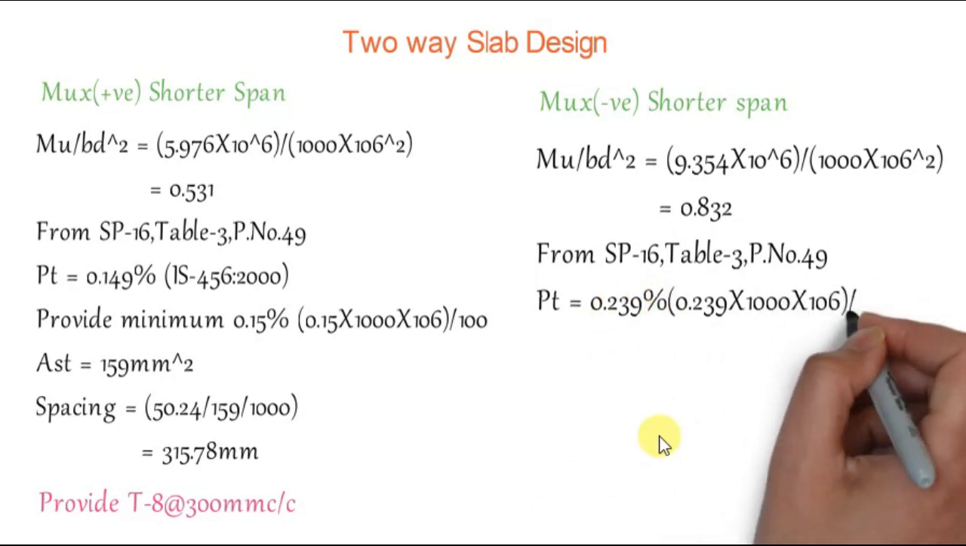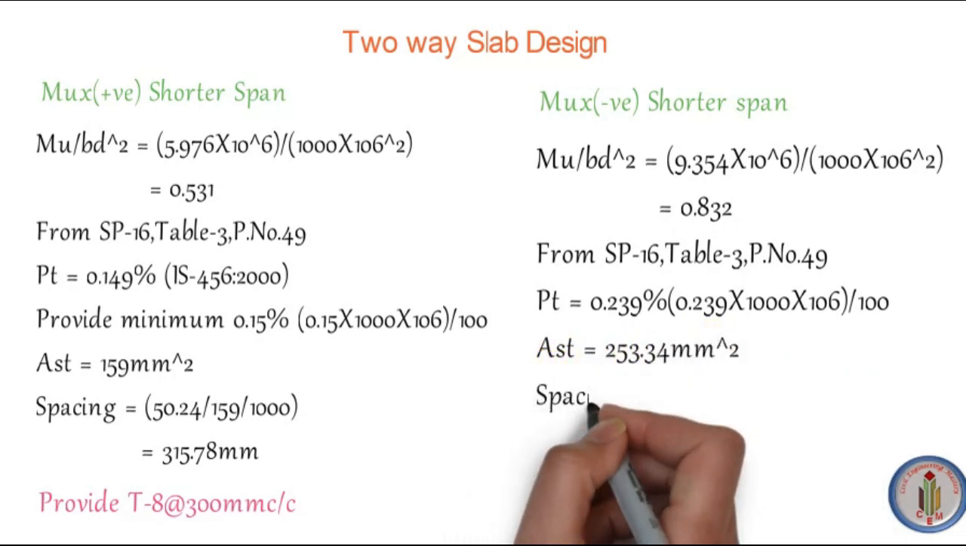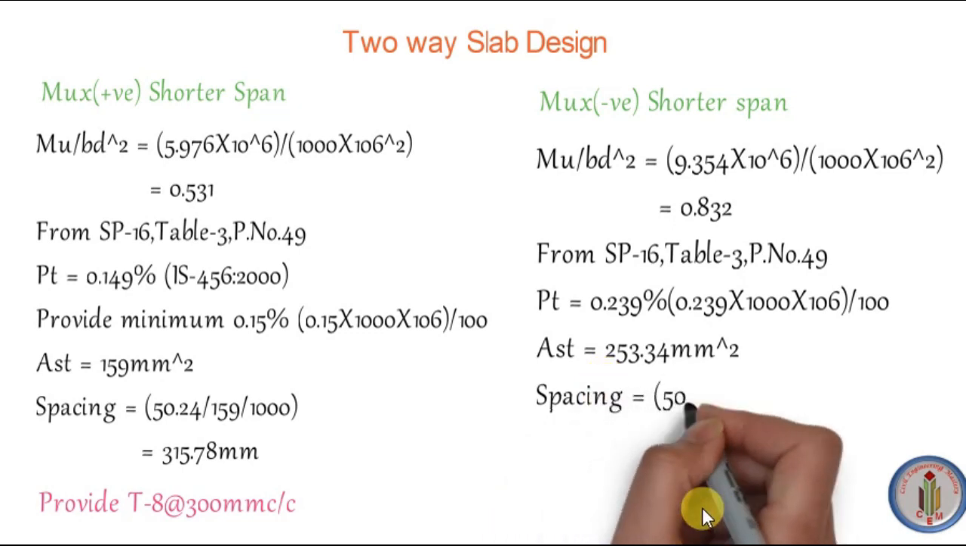So from this we need to find out the area of steel. So after area of steel, we have to find out the spacing. So here we are not going for minimum percentage of steel, because here we are having the percentage of steel as 0.239 percentage, which is greater than the minimum percentage of 0.15. So we got the Ast. So from this we need to find out the spacing.